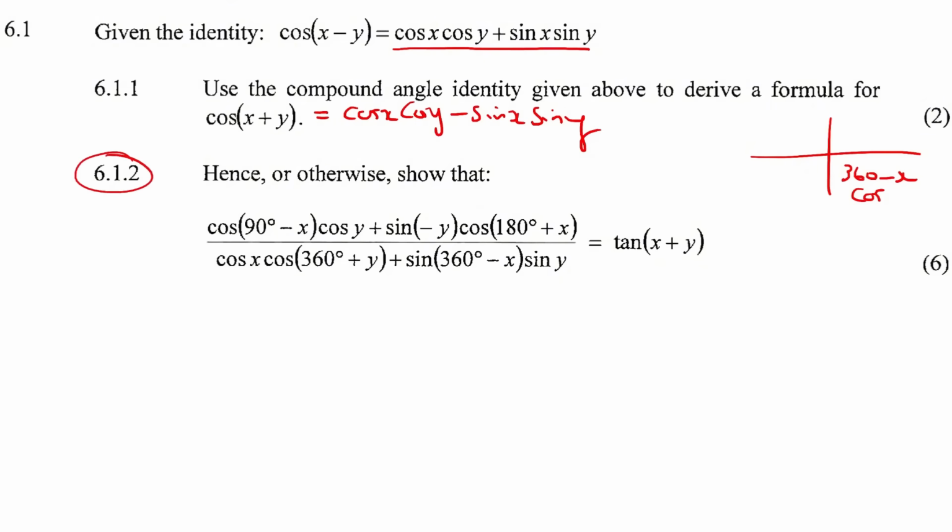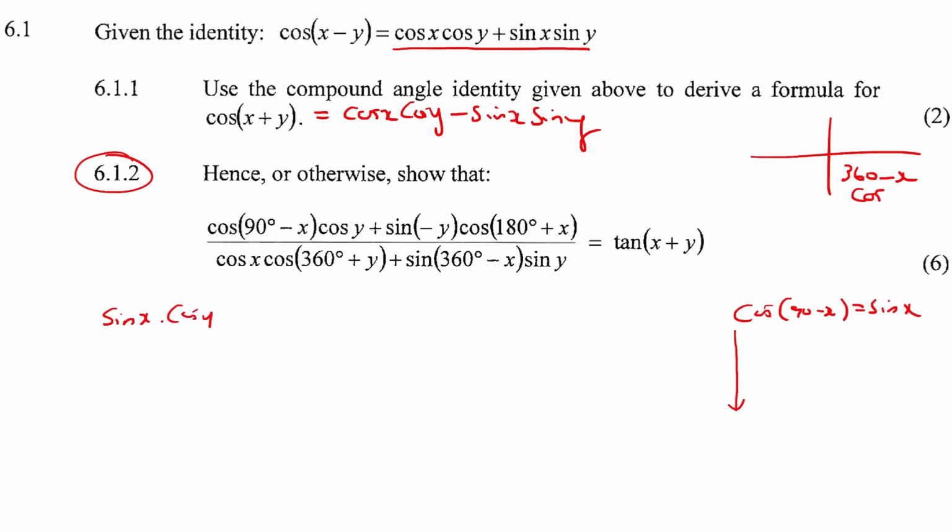Now this question says hence or otherwise show the following for 6 marks. Okay, so I'm going to ignore this for now. I want to simplify all of this as much as I can. So the first thing I know is that this is a co-function. We have 4 of those. We have cos(90 minus x) becomes sin x. And then we've got those 3 others. So we're just going to change this to sin x.